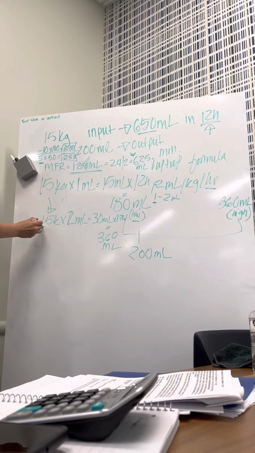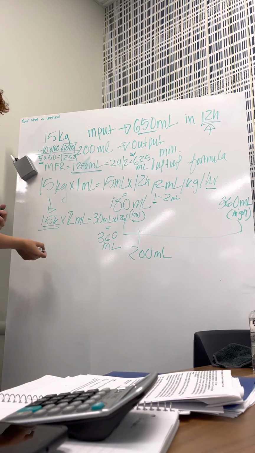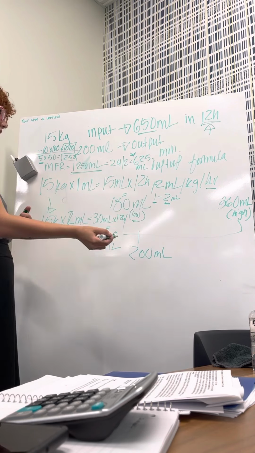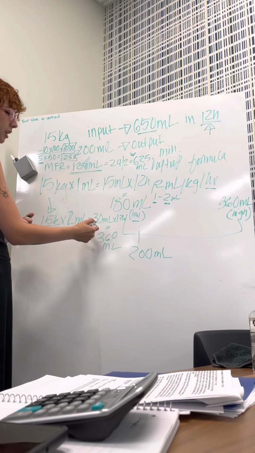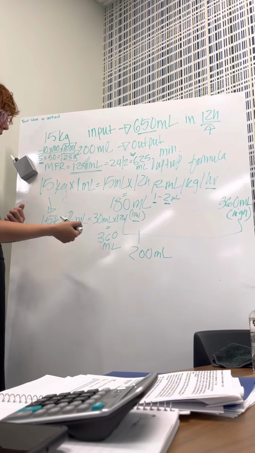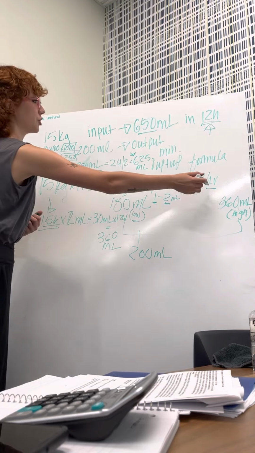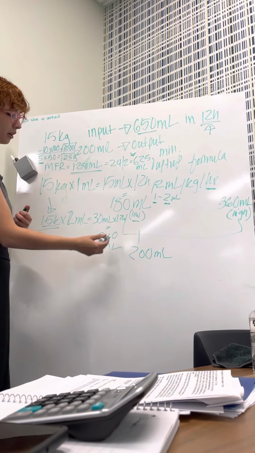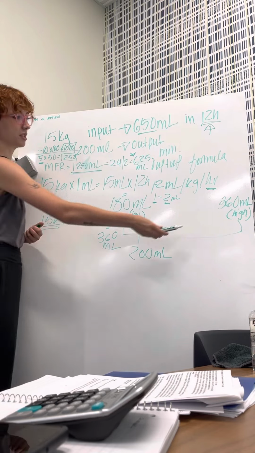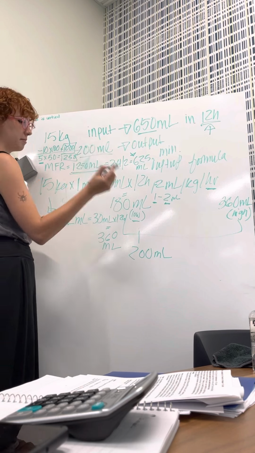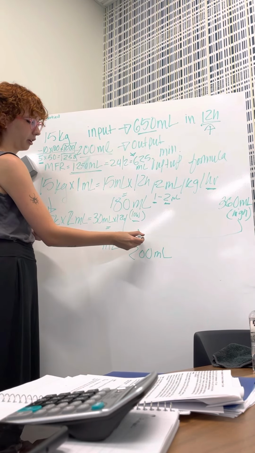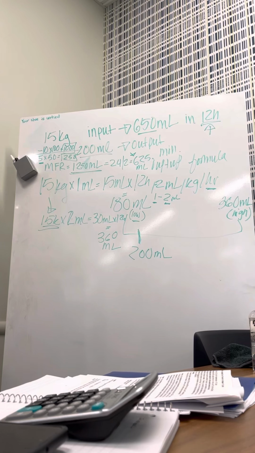And then for our high end of the scale, we're going to come back to our weight of 15 kilograms and multiply it by the high end of our formula, which is 2 milliliters, which gives us 30 milliliters per hour as our high end of the scale, and then again switch to our 12-hour format, which gives us 360 milliliters as our high end of the scale. And then we refer back to our output of 200 milliliters, putting us right here, well within our range for minimum output requirements. So he is all good on all accounts.